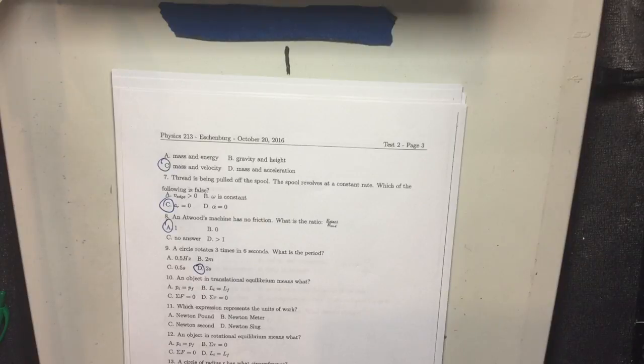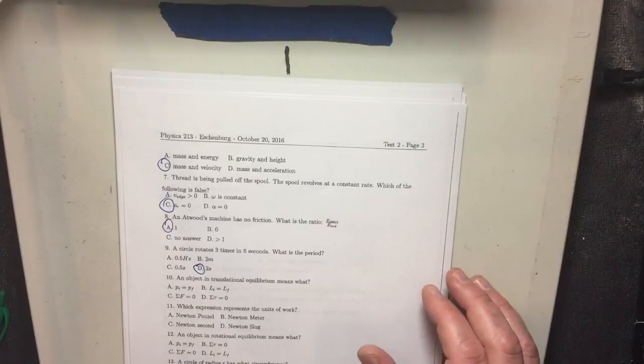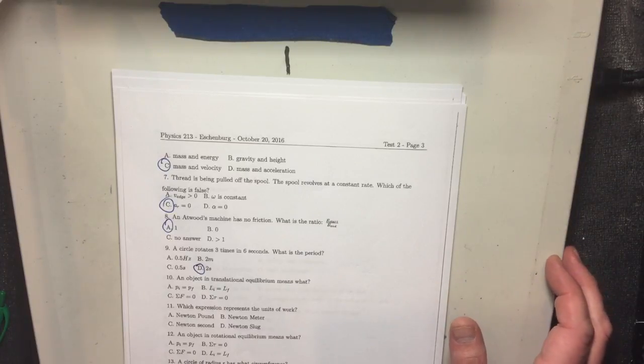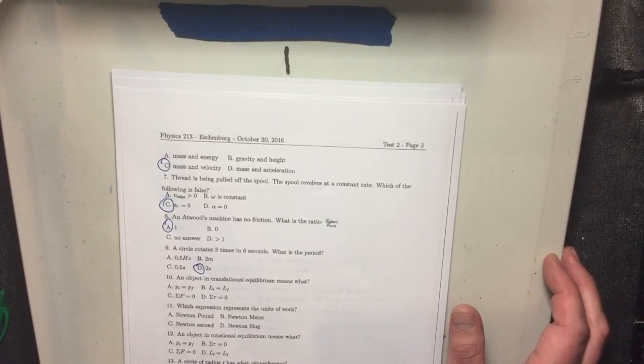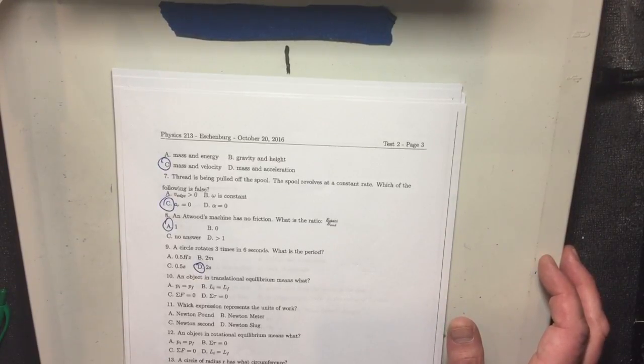And now, hold on, getting back to her, if the period is 2 seconds, what's the frequency? You're the expert in period frequency conversion. Object in translational equilibrium means what? It's C. Translational equilibrium means the forces in a particular direction are equal to 0.